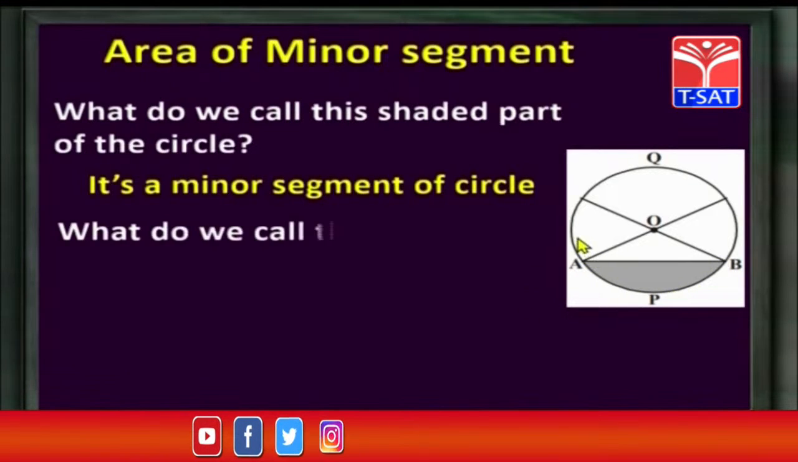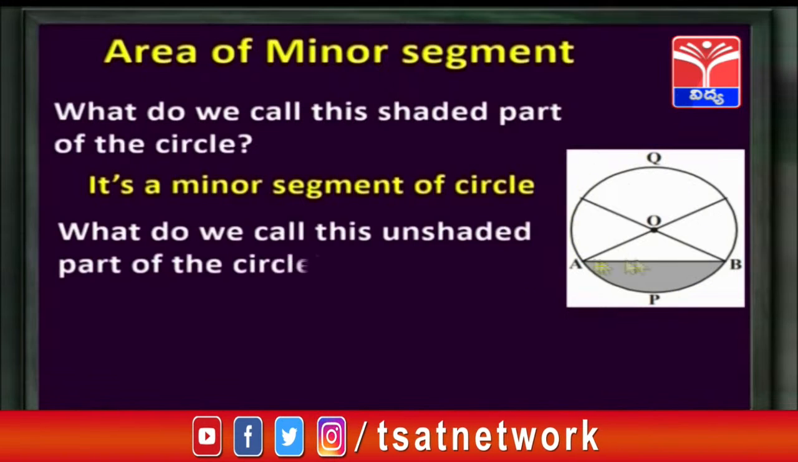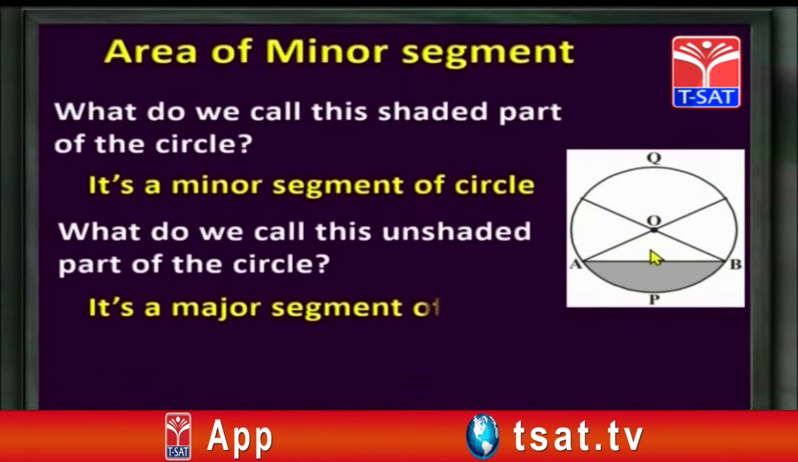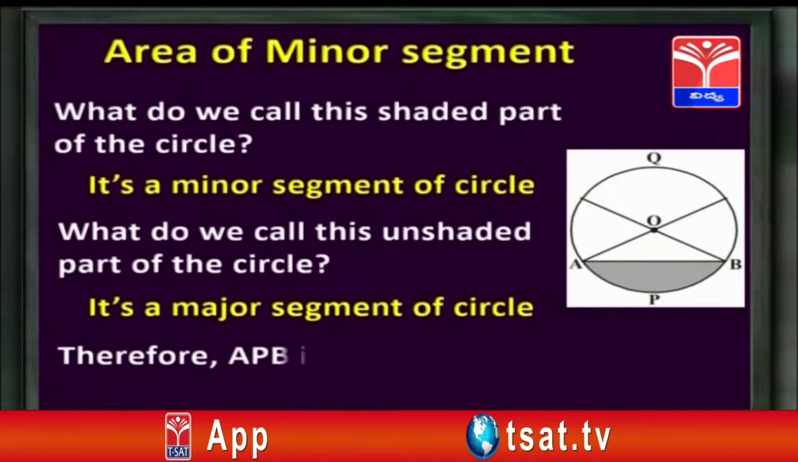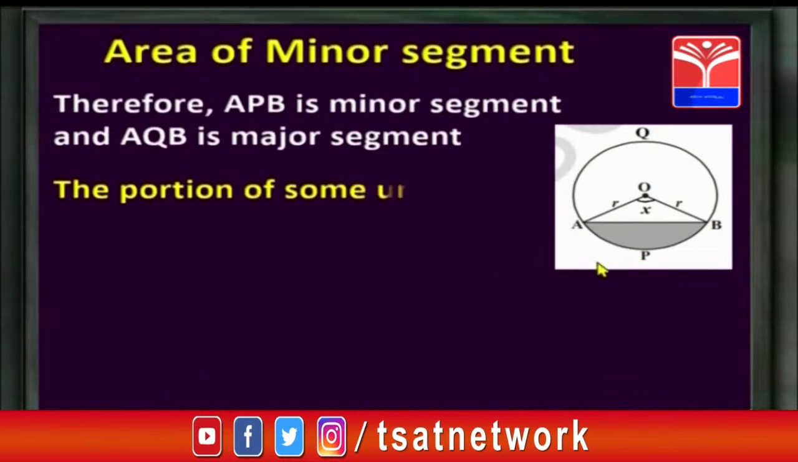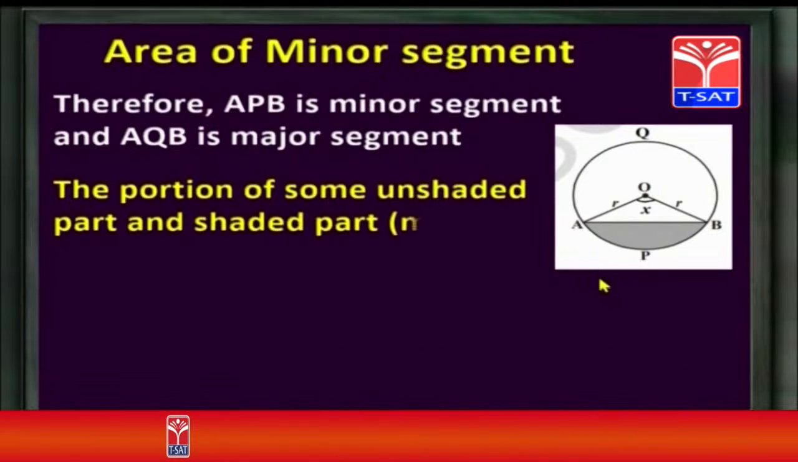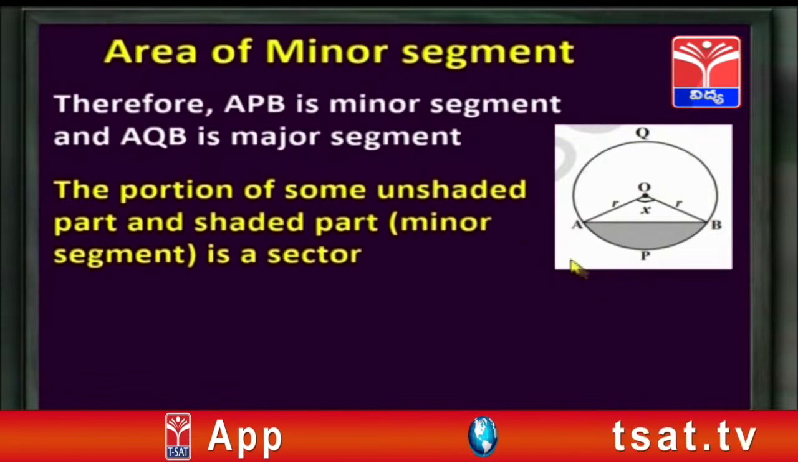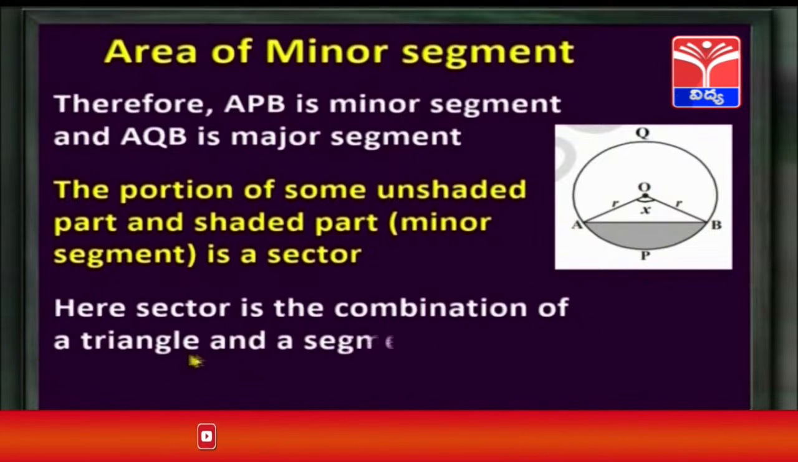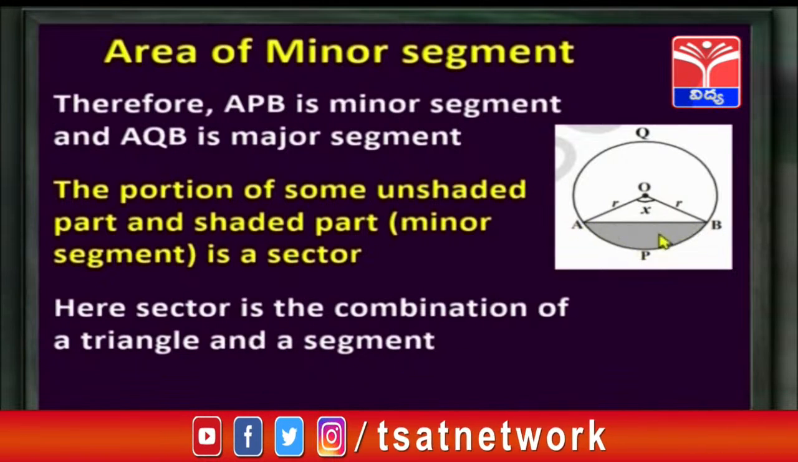In the same way, what do we call this unshaded part? The shaded part we call the minor segment, and the unshaded part we call the major segment of the circle. Therefore, APB is a minor segment and AQB is a major segment. The portion of some unshaded part and shaded part is a sector. Let us see now. Here the sector is the combination of a triangle and a segment. So, this is a triangle and minor segment in this case.